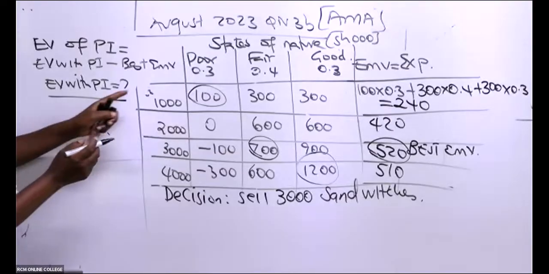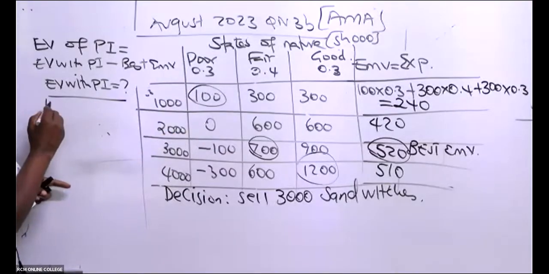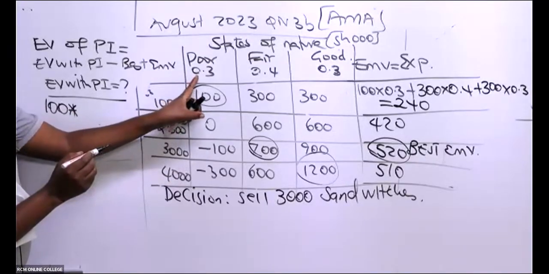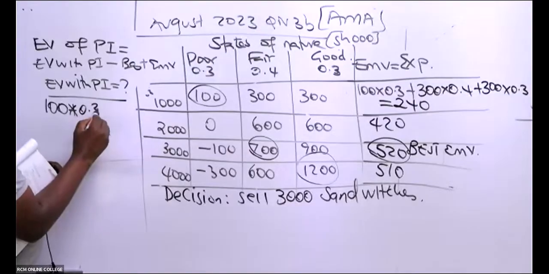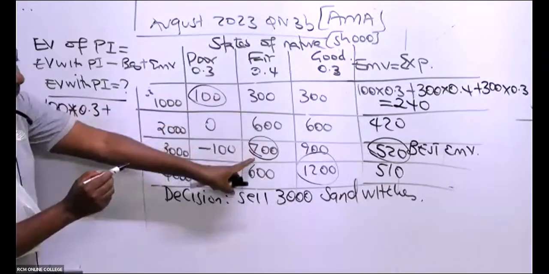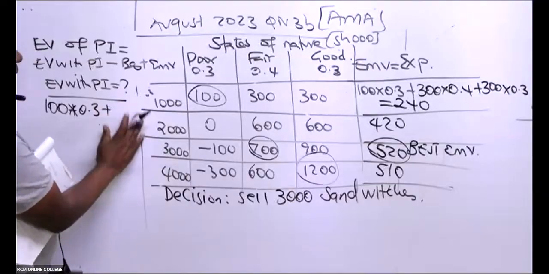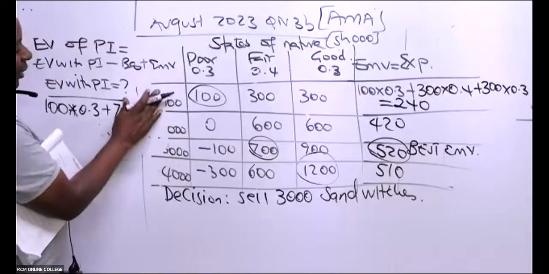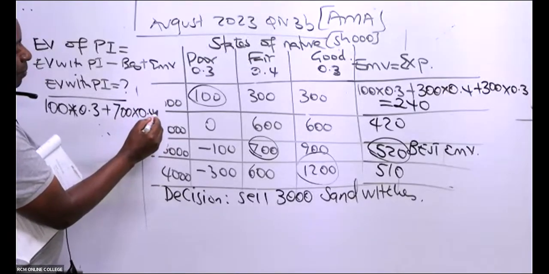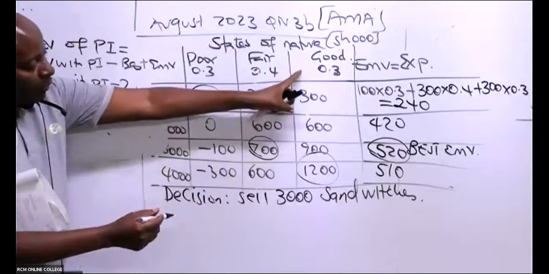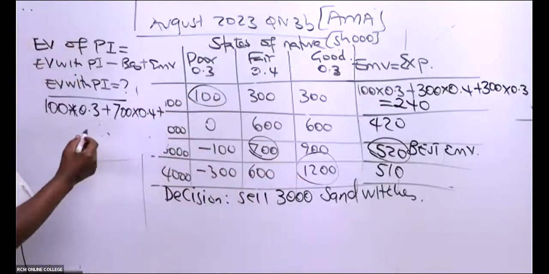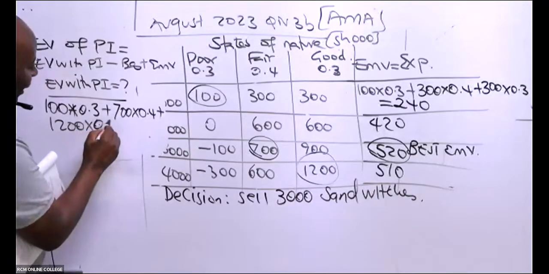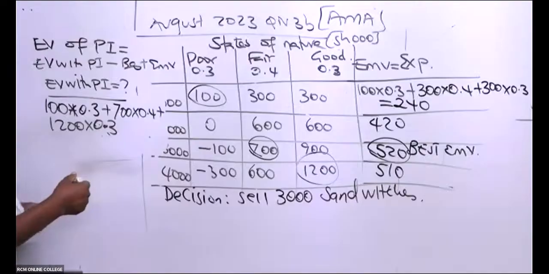So expected value with PI, the first number here is 100. I multiply this with the corresponding probability, which is 0.3. Plus, I go to the second column, 700. I multiply this 700 with 0.4. Plus, I go to the very last column, where I pick 1200, times 0.3, like that.